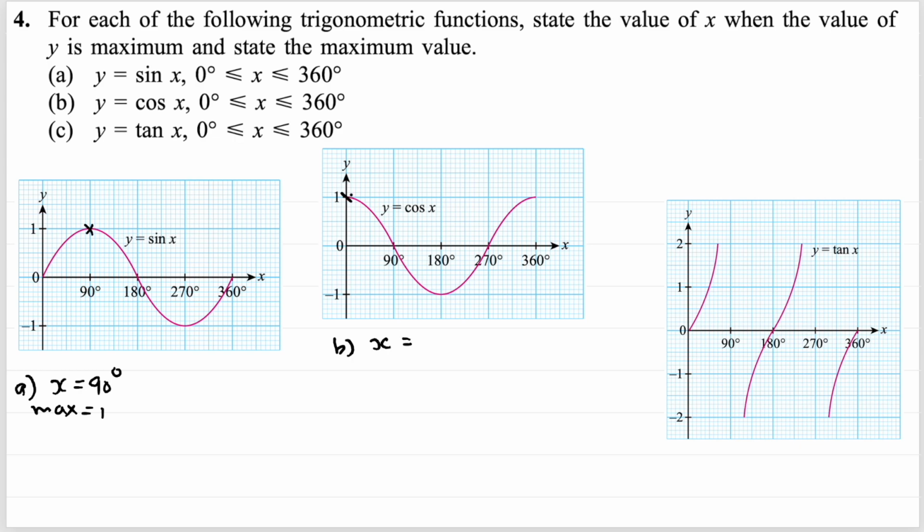maximum kat sini 1 dengan 1. So what is the x? 0 and 360. And what is the maximum value? 1. Dan untuk C ni, maximum value bila x tak tahu kan. So no maximum value. Bukan tak ada, cuma kita tak tahu. Unknown. Okay. Infinity.